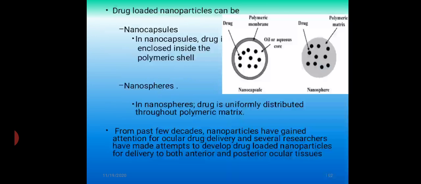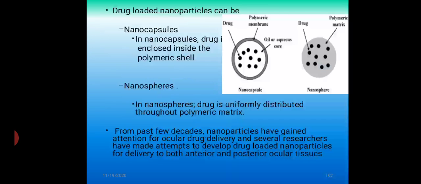These nanoparticles can be of two types. Generally, they are nanocapsules as well as nanospheres. By the name nanocapsule or nanosphere, it doesn't mean that nanocapsules are capsule shaped and nanospheres are spherical in shape. Both the nanocapsules as well as nanospheres are almost spherical or round in shape, but they differ in their content. In the case of the nanocapsule, the drug is enclosed inside a polymeric shell.